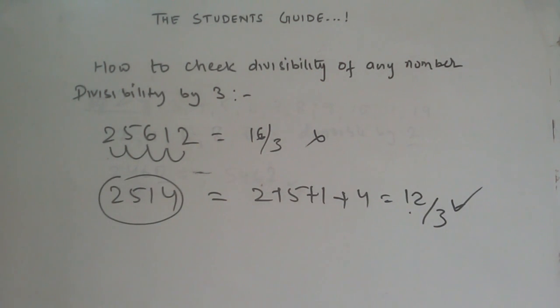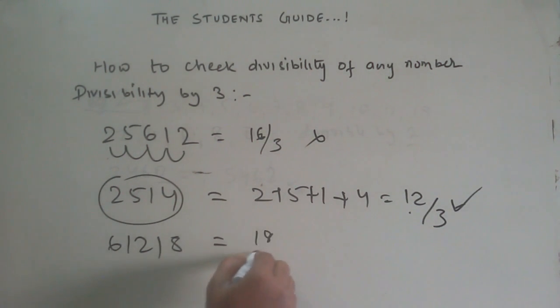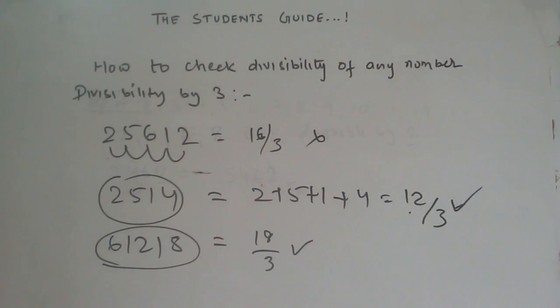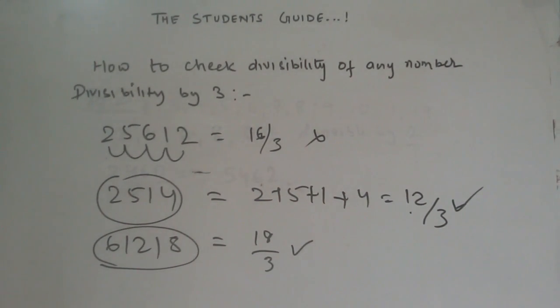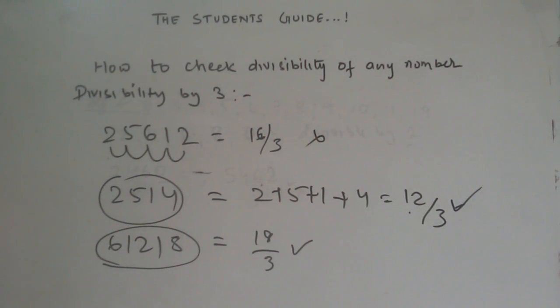Okay, let's take another example. Suppose we are given 61218 and we have to find if this number is divisible by 3 or not. We will add all the digits: 6 plus 1, 7, 7 plus 2, 9, 9 plus 1, 10, 10 plus 8, 18. Is 18 divisible by 3? Yes, 18 is divisible by 3. Then this whole number will be divisible by 3. In this way we can find out a number which is divisible by 3.